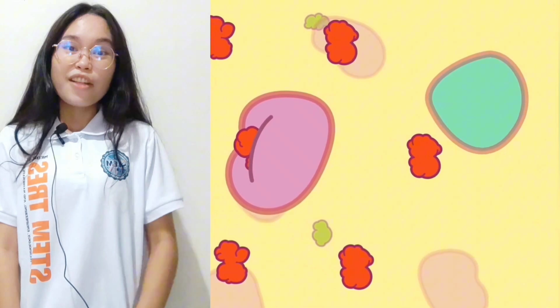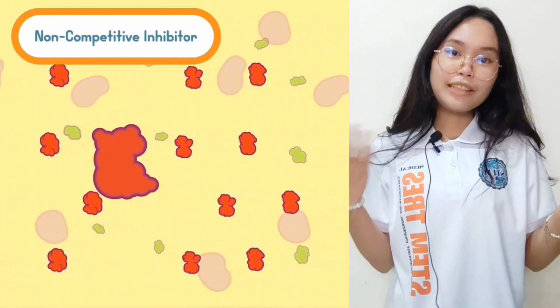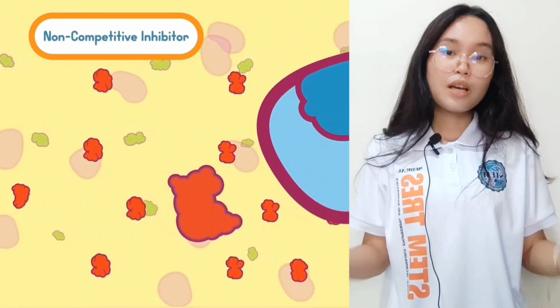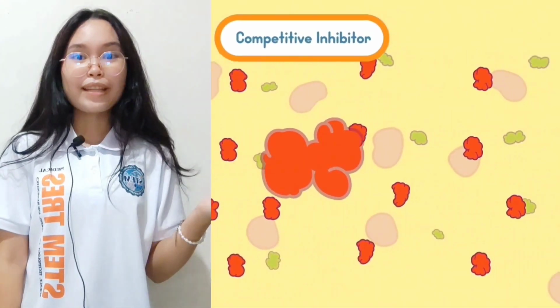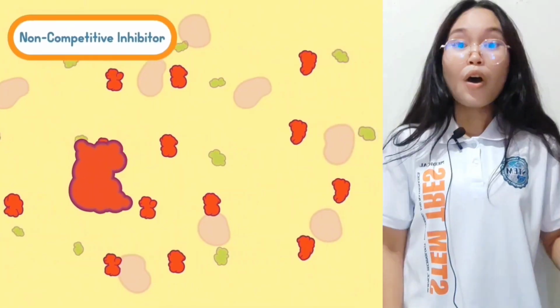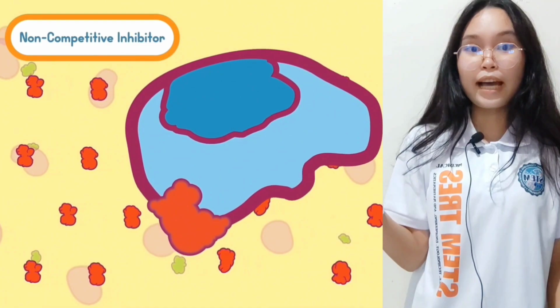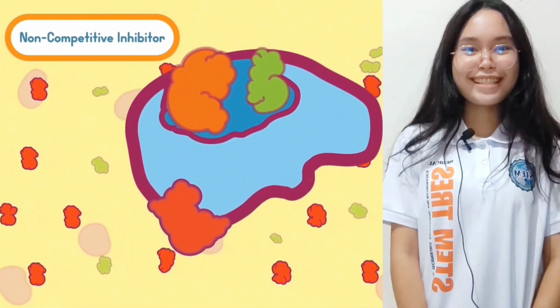Based on this, there are two types of inhibitors: the competitive inhibitors and the non-competitive inhibitors. Competitive inhibitors occupy the active site and prevent a substrate molecule from binding to the enzyme, while non-competitive inhibitors attach to parts of the enzyme other than the active site to distort the shape of the enzyme.